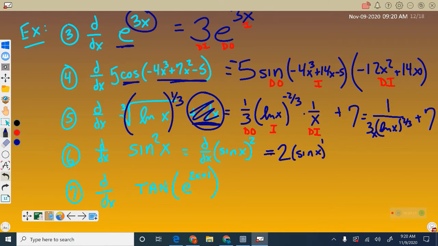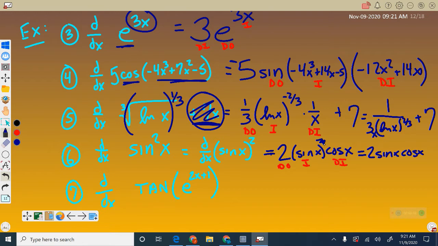Exponent's now down to 1. So that's derivative of the outside with respect to the inside. Now I need to multiply by the derivative of the inside. The derivative of that inside is cosine of x. So that answer will be 2 times sine of x times cosine of x, because I can basically get rid of these parentheses and that exponent of 1. Just that simple. That's all it is.